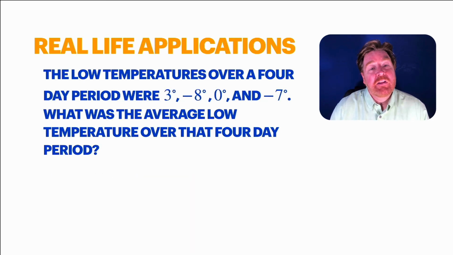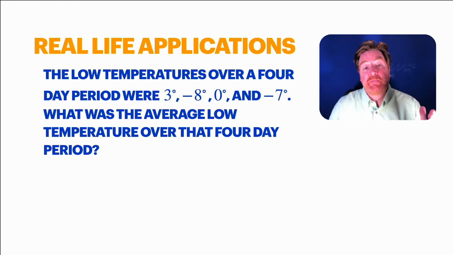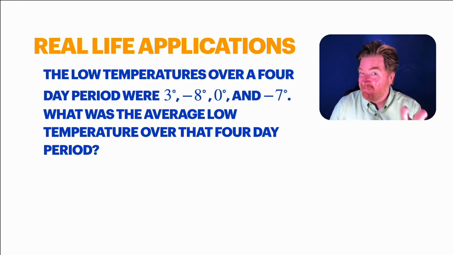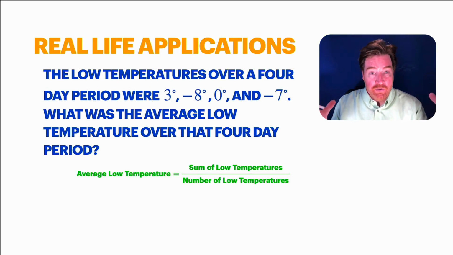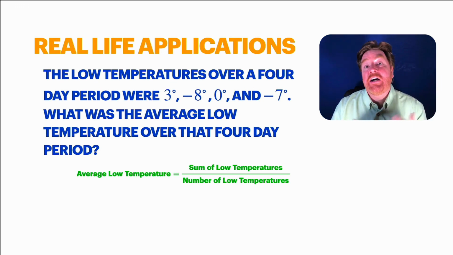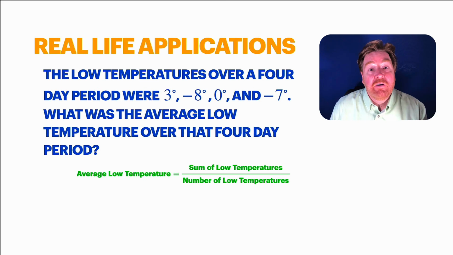Let's say the low temperatures over a 4-day period were 3 degrees on the first day, -8 degrees on the second, chilly, 0 degrees on the third day, and -7 degrees on the fourth day. What we're being asked is, what was the average low temperature over the 4-day period? Well, I'm sure you guys remember that to compute an average, you add up all the numbers, in this case temperatures, so the sum of all 4 temperatures divided by the number of temperature readings.